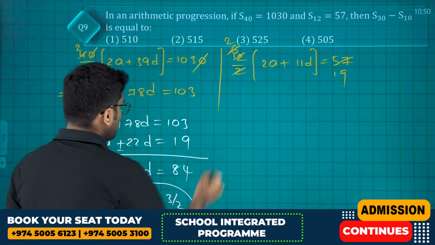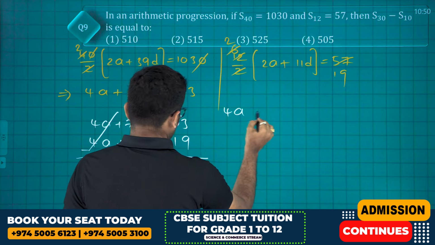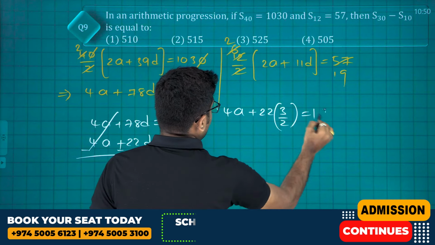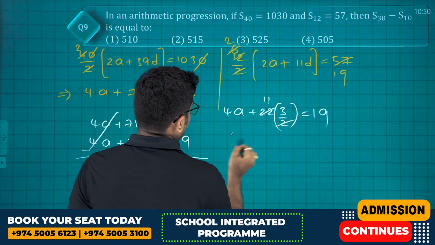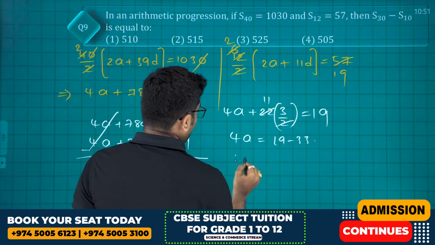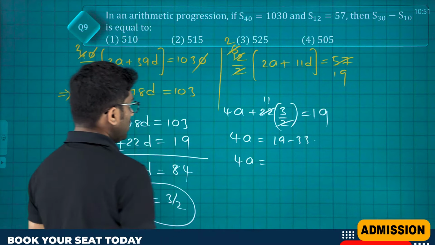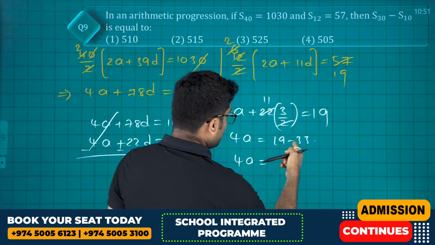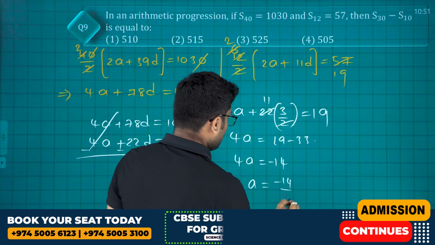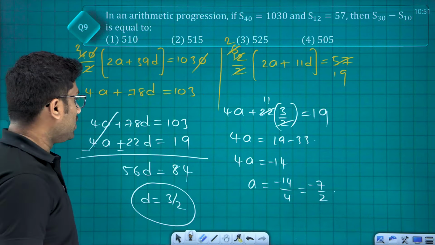Now if you put d equal to 3 by 2 in the equation 4a plus 22d equals 19, 22 into 3 by 2 is 33. So 4a is equal to 19 minus 33, which is negative 14. a is equal to minus 14 by 4, which is minus 7 by 2. So a we got, d we got.